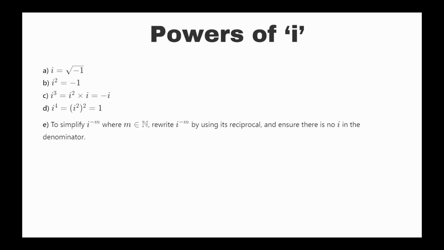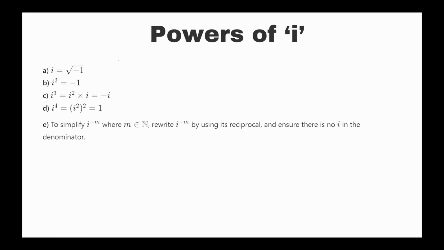Now talking about different powers of iota. Again, we know that iota is equal to root under minus 1. And if we square iota, what do we get? We are going to get minus 1. The square root would simply be removed. And if I cube it, I would simply get i square into i. So i square is minus 1, so it would become minus iota. So i to the power 4 can be simply written as 1.